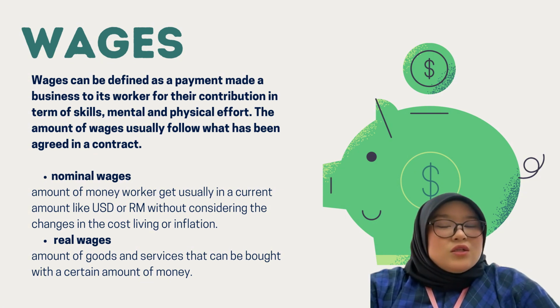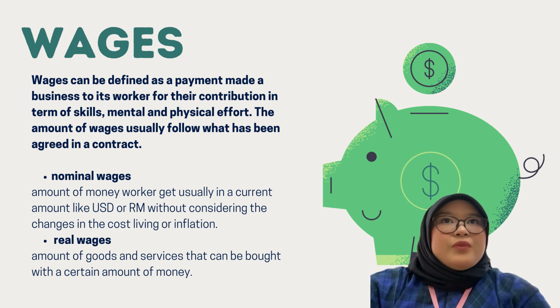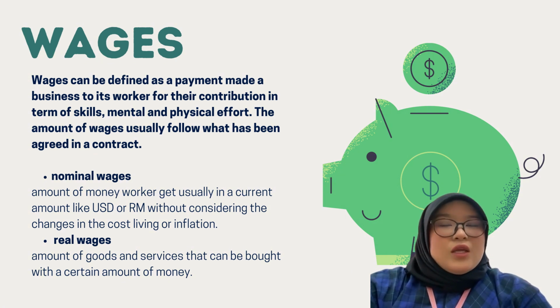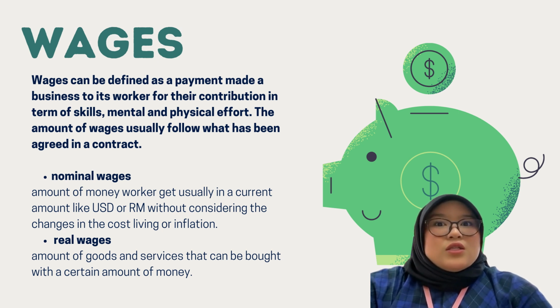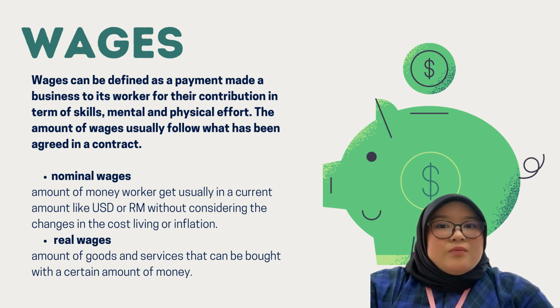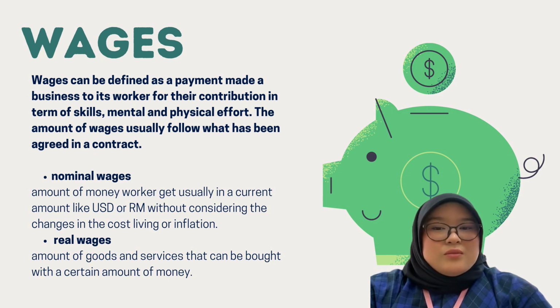The amount of wages is usually followed by an agreement in a contract, and there are two types of wages, which are nominal wages and real wages. Nominal wages are the amount of money workers get, usually in a current value like USD and Ringgit Malaysia, and it does not consider the change in the cost of living or inflation. For example, if someone gets 2,000 in a month, then that is their nominal wage, but the amount does not determine how much they can buy with that money.